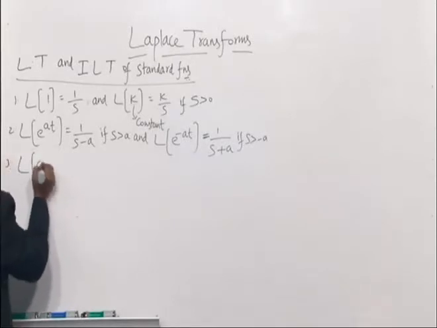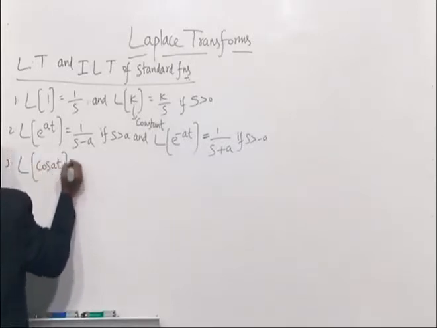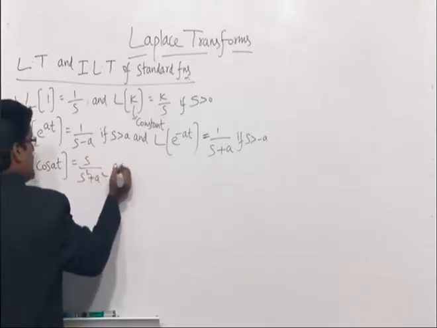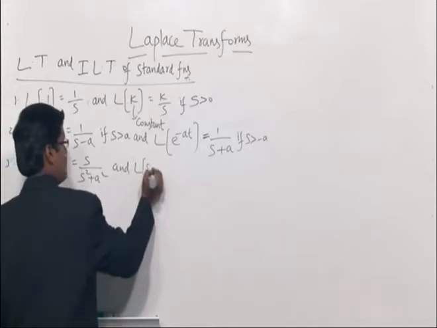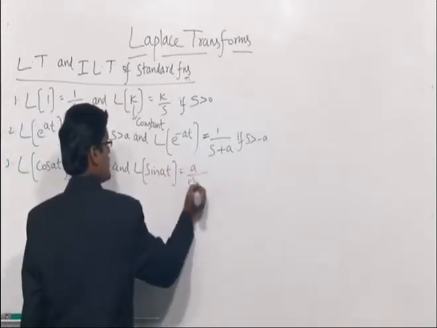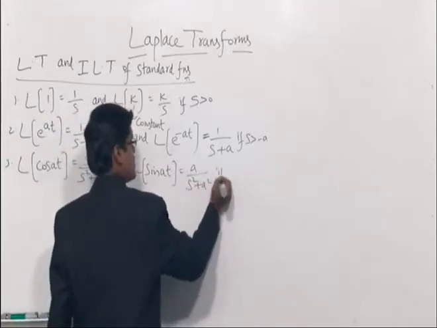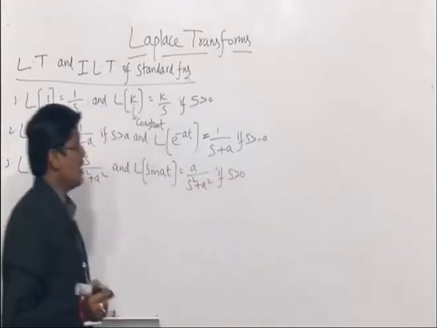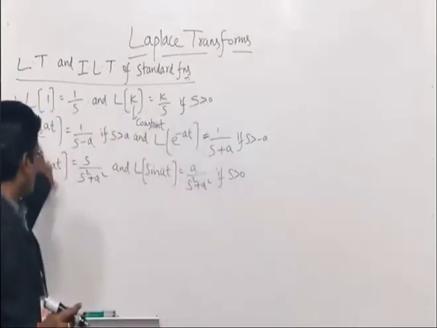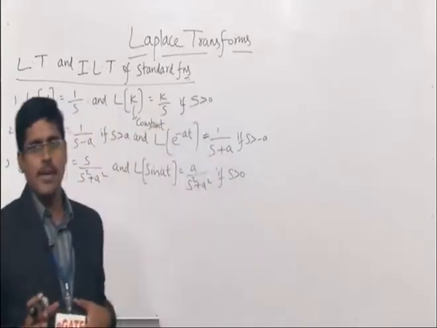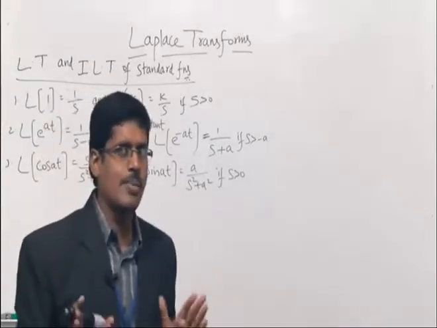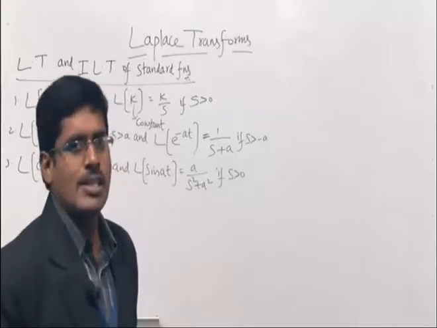L of cos at is s by s square plus a square, and L of sin at is a by s square plus a square if s greater than 0. For these, if these s values are assumed, then only the Laplace of these functions is equal to the corresponding answers. Okay? Those s values for every formula, I am giving some s values against every formula. Those s values are called region of convergence.